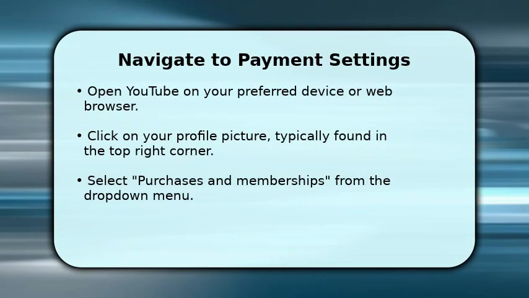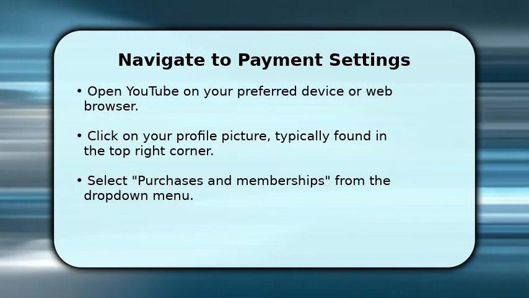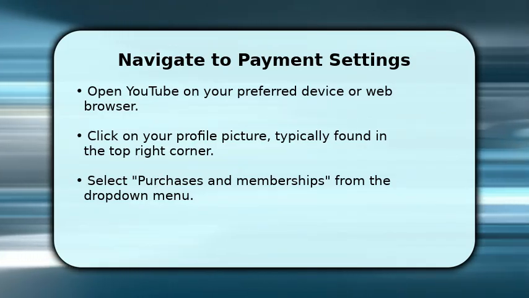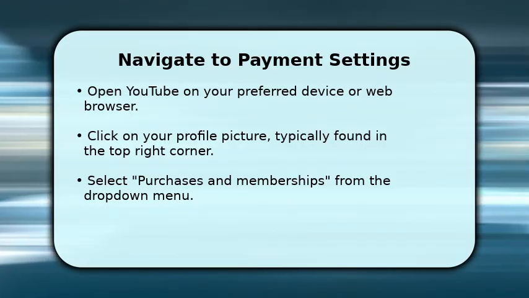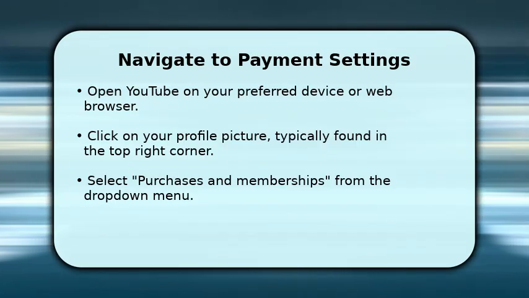To begin, open YouTube on your computer or mobile device. Once you are on the YouTube homepage, look for your profile picture, usually located in the upper right-hand corner of the screen. Click on it to reveal a drop-down menu. From this menu, select the option labeled Purchases and Memberships. Within this section, you will find a dedicated area for managing your payment methods, which is exactly where we need to be to add your card.